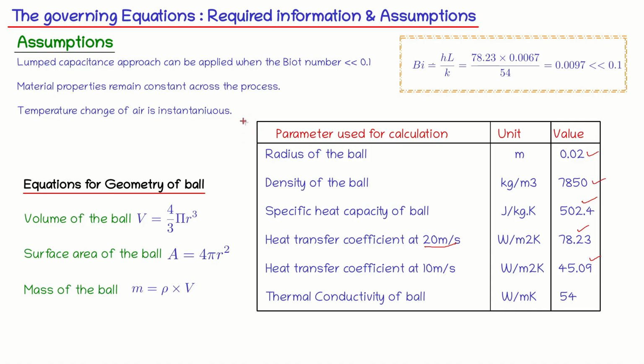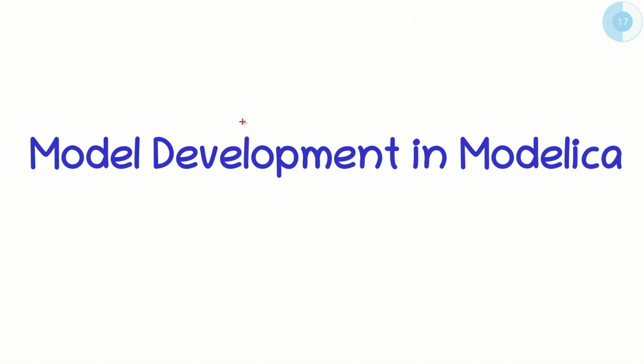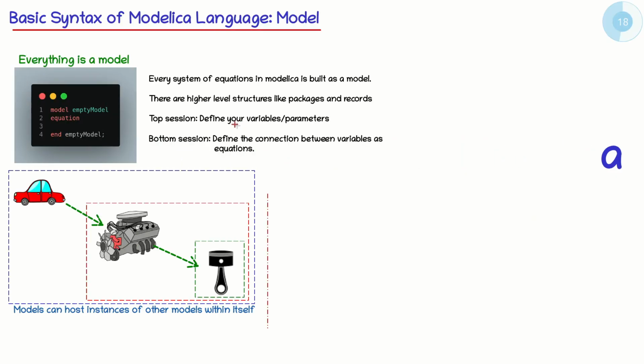Now let's take a quick look at how we can implement this in Modelica. And let's try to understand some of the fundamental conventions and syntax for building models in the Modelica language. Everything in Modelica is built as a model. And a model contains two sections separated by the equation statement. On the top part, we can specify our variables, parameters, etc. And after the equation section, we can specify our equations.